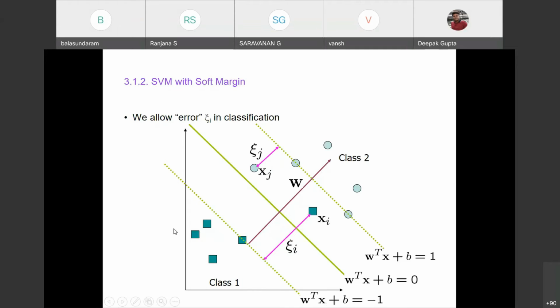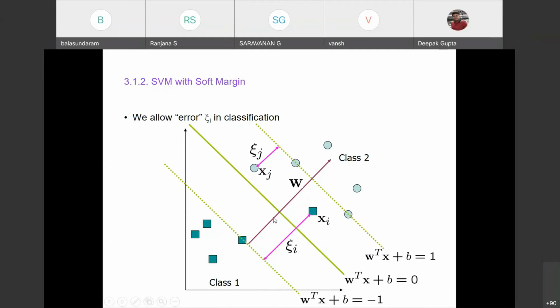Now, the points like the subtle points which are already on the correct side, or the subtle point which is lying on the parallel hyperplane W transpose x plus b is equal to 1, are not wrongly placed. It is lying on the parallel plane. That is also okay. No penalty will be associated with this particular point.